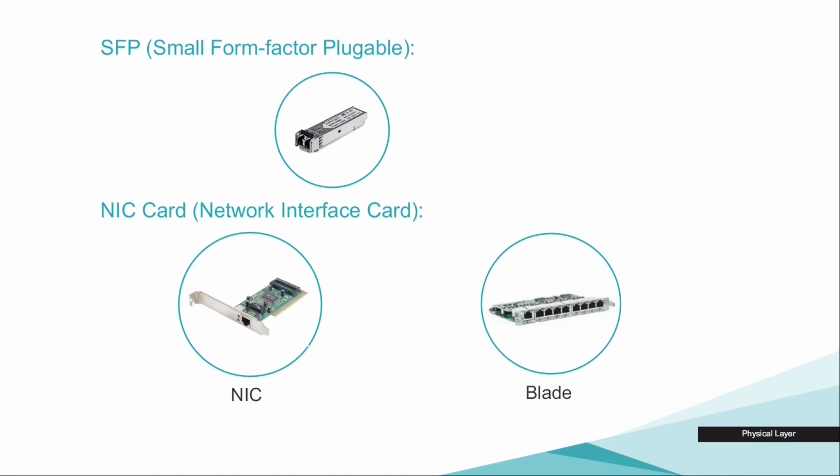For switches, we don't use the term NIC to describe the network interface card. For the switch, we call it a blade. So as you can see, the blade consists of multiple ports.